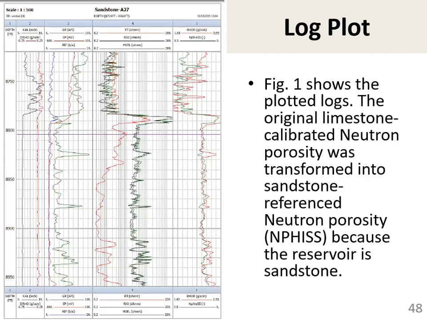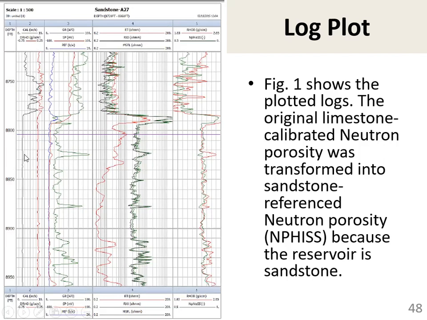So this is the log. The original limestone calibrated neutron porosity has been transformed to sandstone reference neutron porosity. So this can be interpreted as a sandstone system. So let me go through it. So this is the depth track.